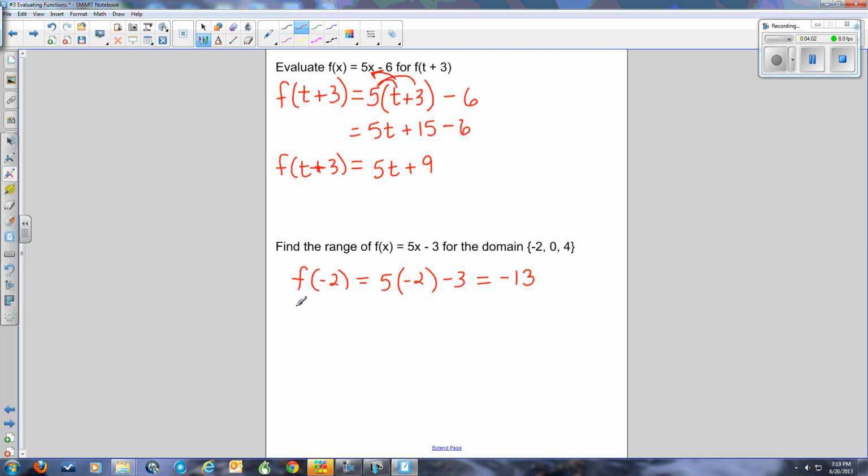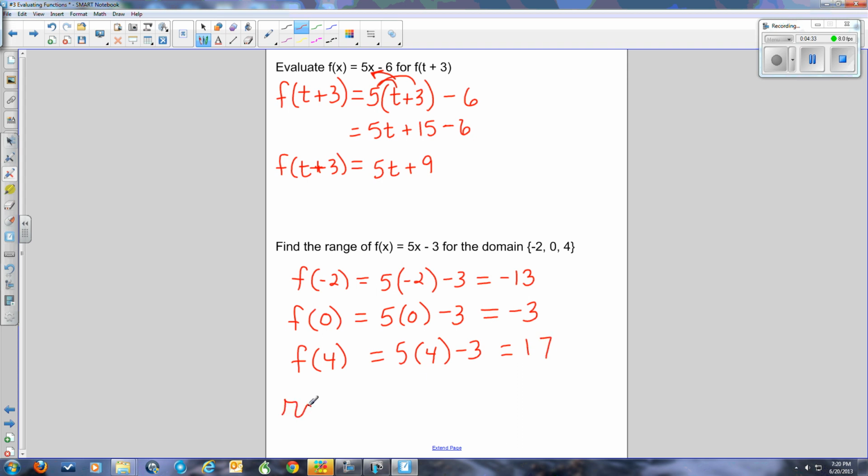So let's plug in our next value. It says to plug in 0. So f of 0 equals 5 times 0 minus 3. Well, 5 times 0 is 0. Minus 3 is negative 3. Now let's plug in 4. So we have 5 times 4 minus 3. 5 times 4 is 20. 20 minus 3 is 17.